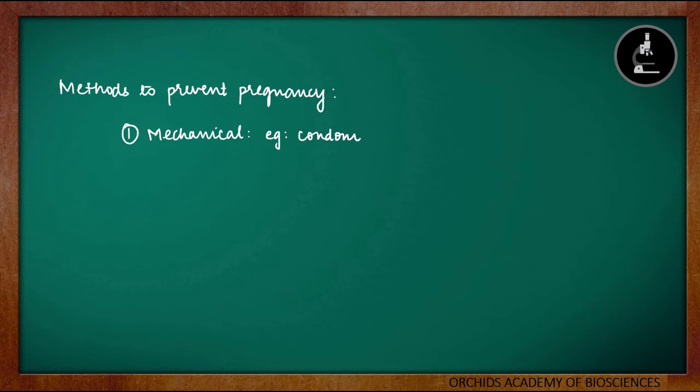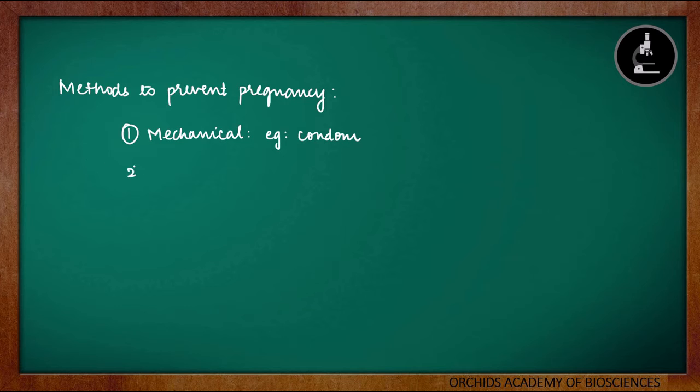A condom on the penis or similar coverings which are worn in the vagina can serve this purpose, so that it will create a barrier between the sperm and the egg so that the sperm does not reach the egg. So if sperm doesn't reach the egg, fertilization will not happen. So this acts as a mechanical barrier, and the example is the condom.